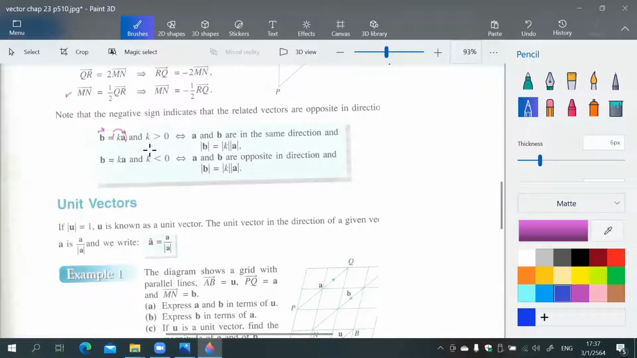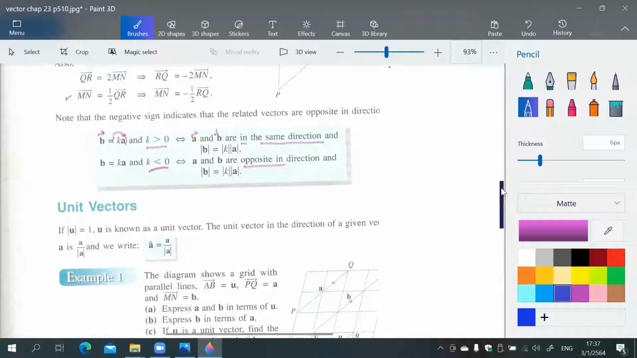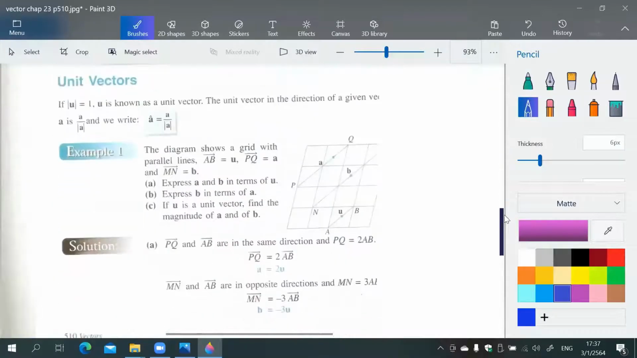Once k, the scalar, is greater than 0, that means vectors A and B are in the same direction. If the scalar is less than 0, they are in opposite directions. Most of you know this already. Now we go next, to unit vectors.